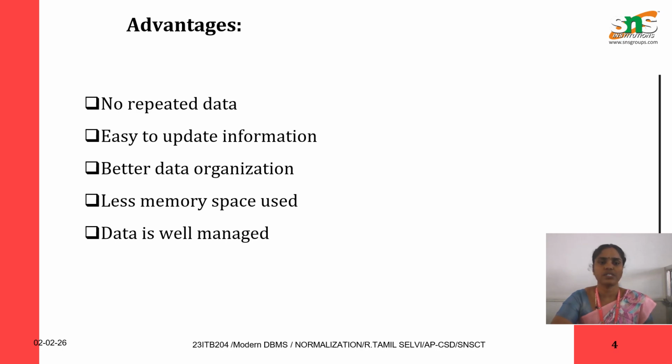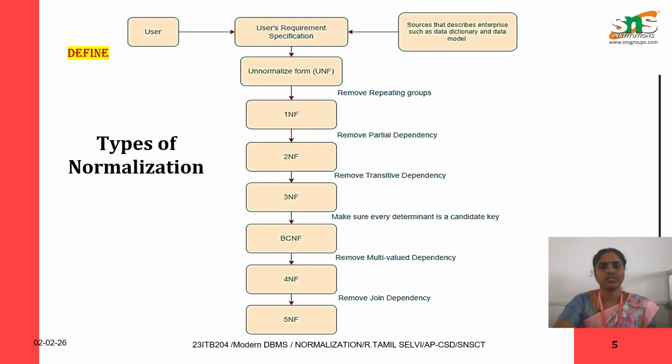So normalization is the process of organizing the data in our database to reduce the duplicate data and avoid data problems. If we implement normalization in DBMS, we can easily get better data organization and easily update the information. There is no repeated data and we save so much memory space. So totally, all the data in the database is well managed.